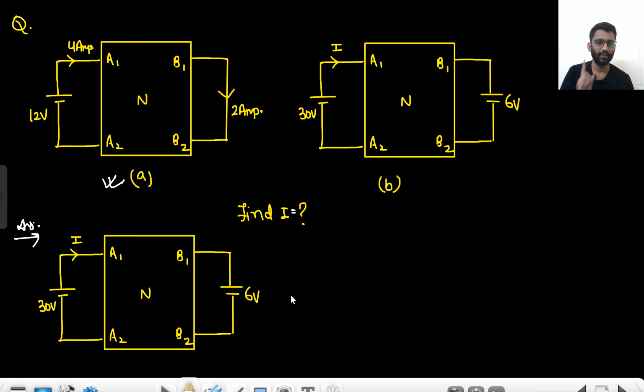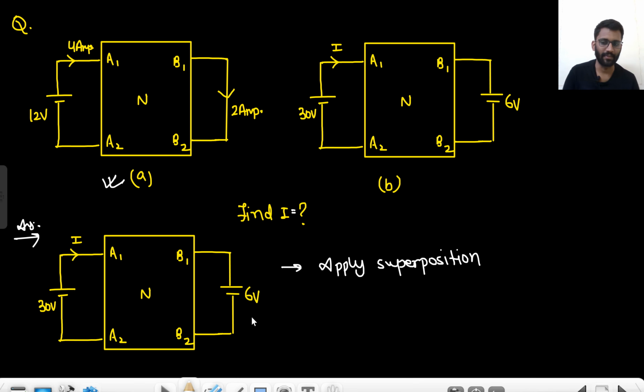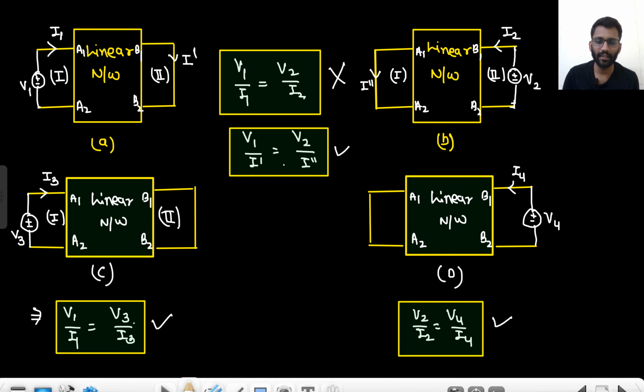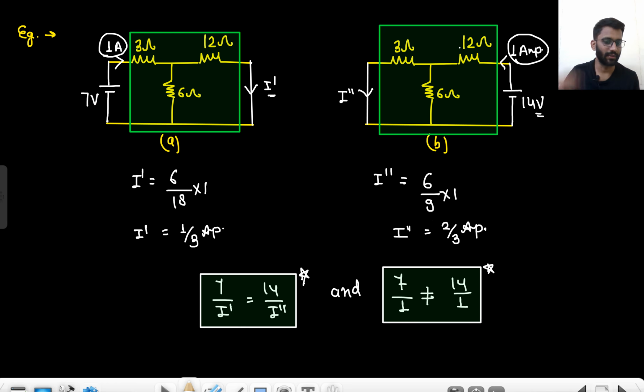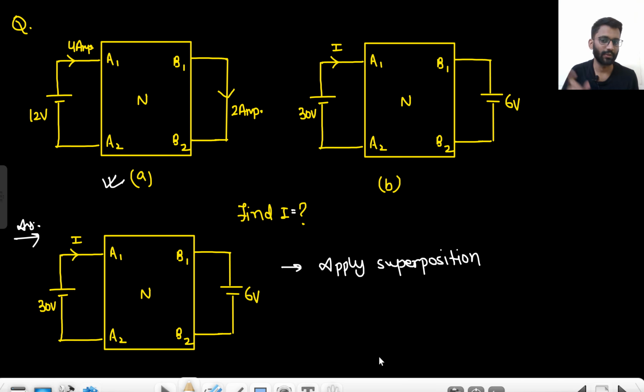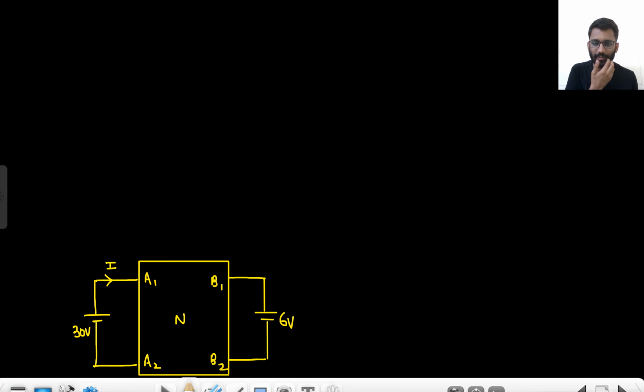What should I do? I should apply the superposition theorem. First I will see the effect of 30 volt and then I will see the effect of 6 volt, because here only one source is considered at a time. There has to be only one independent voltage source and no dependent source. So I will apply the superposition theorem now.